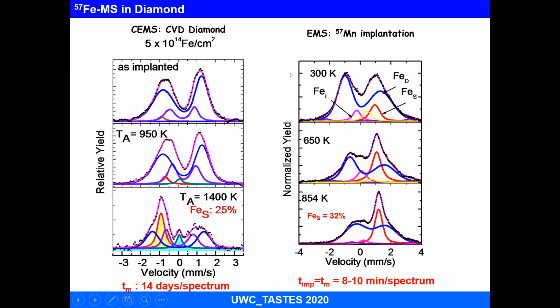Compare that with the emission Mössbauer system. Already on implantation, there is a small signal from iron at a substitutional site, which then increases to about 32% of the total resonance area, already at 850 K. So it's extremely sensitive, produces less lattice damage, and gives information in a very short time. What this means is that in a time of about 1 hour, you can do a temperature series of measurements on each sample.